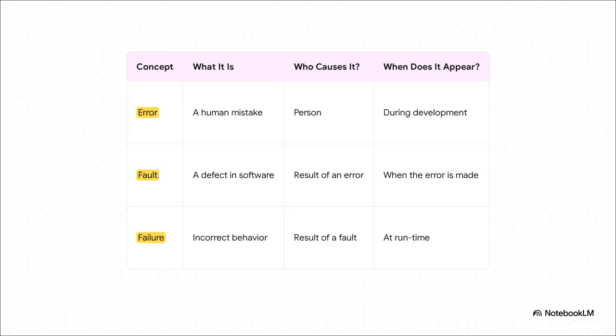This table really lays it all out nicely. Look at the error. It's a human mistake, and it happens during development. That error immediately creates a fault, a defect in the software. But the failure, that's the incorrect behavior, and it only pops up much later, at runtime, when someone, a user, a tester, actually triggers that fault.